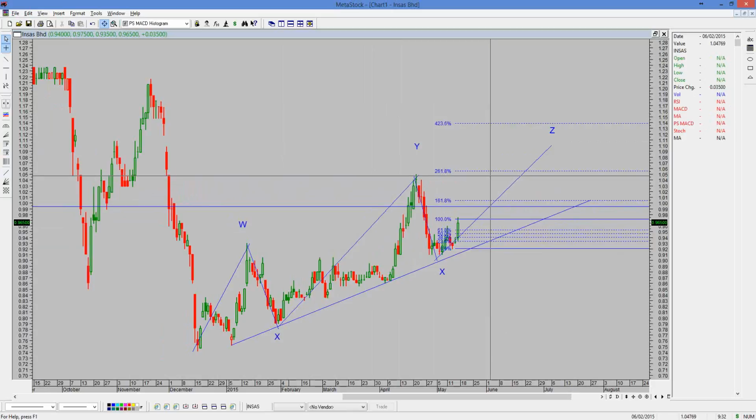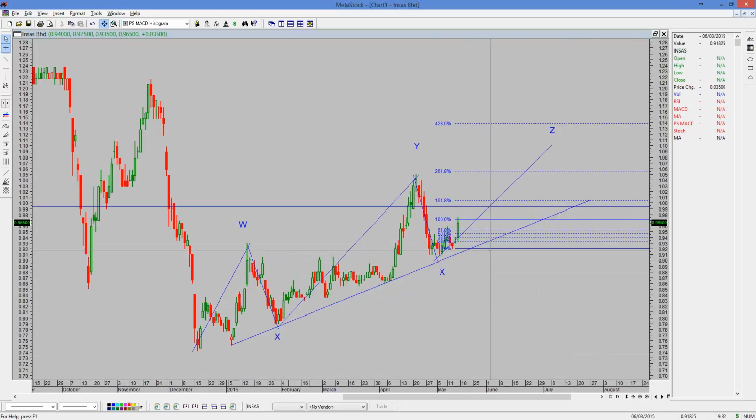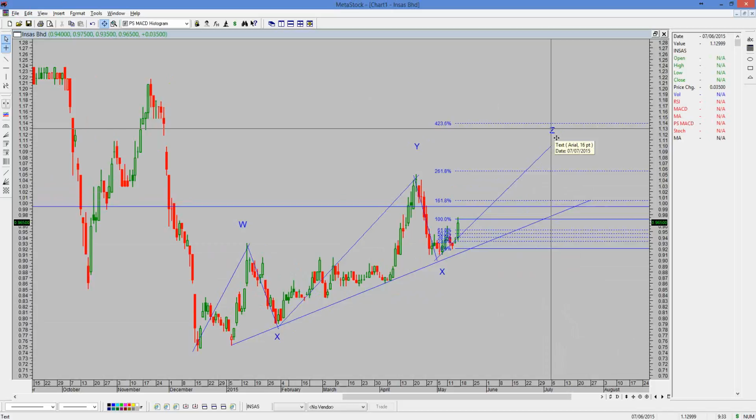Please watch out for this. I do see a divergence, a double bottom line and also the reversal support line over here, which is 91 cent. And my stop loss is about 8%: if the price drops below 90 cent, I will get out of Insas. My profit targets are here and here, so I will apply the trailing accordingly.